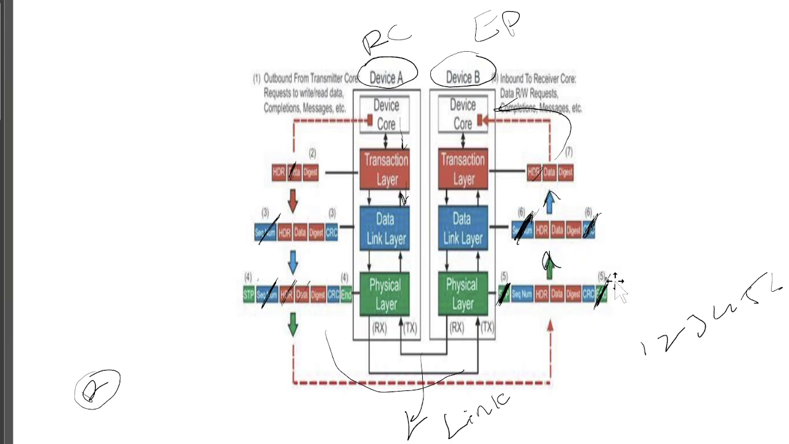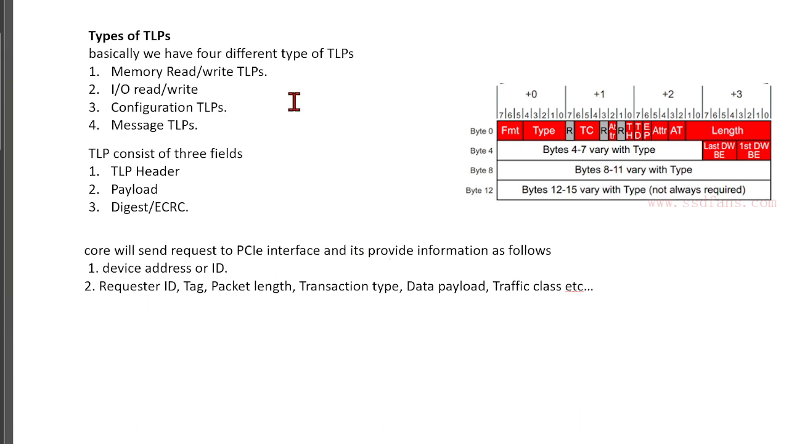Now we'll see the transaction layer, how the transaction layer generates different types of TLPs. If you see here, in the transaction layer itself, we have four types of TLPs. It's able to generate memory, IO, and configuration messages. In the transaction layer itself, we have only header and digest, I already told.